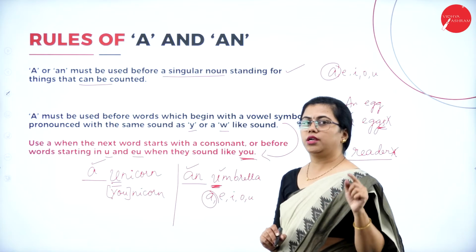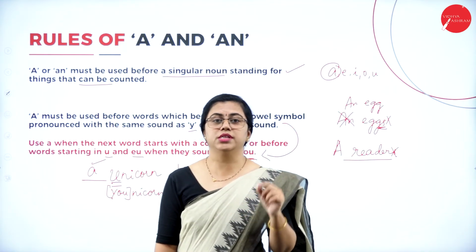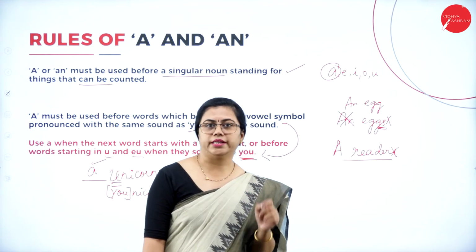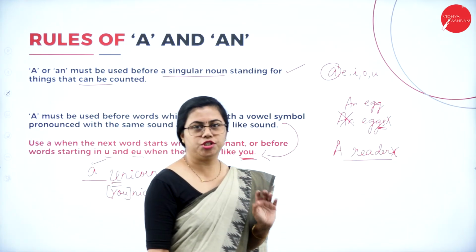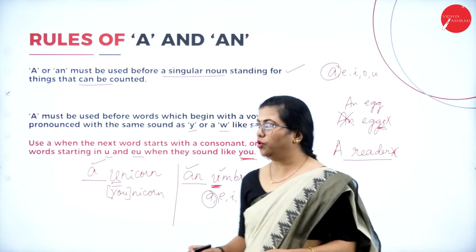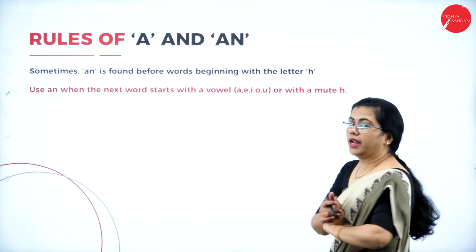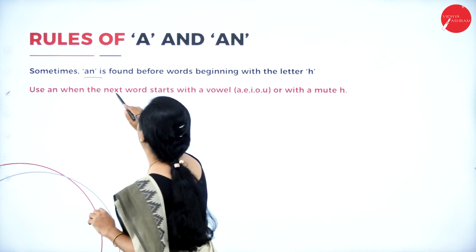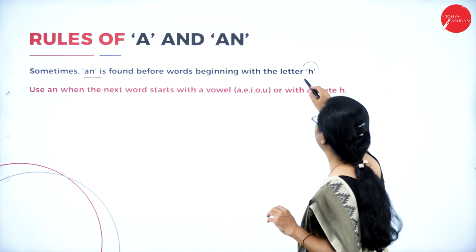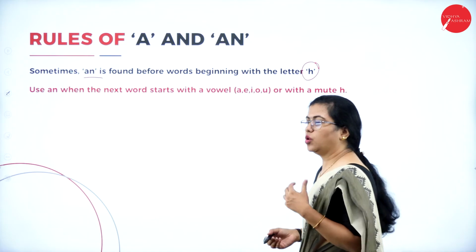Do not get confused. It's not the vowel letter that counts, it is the vowel sound that counts. Here we use a only for pronunciation purposes. Okay, let us go next. Where else do we use a or an? Sometimes an is found before a word that begins with the letter H. So how is it?